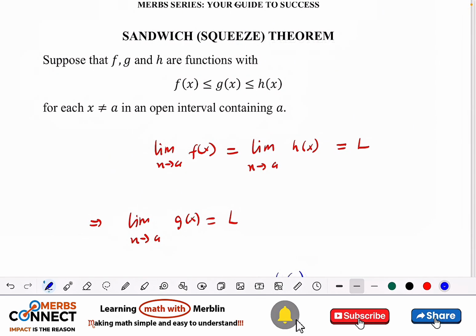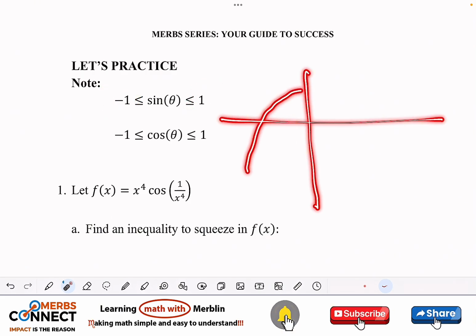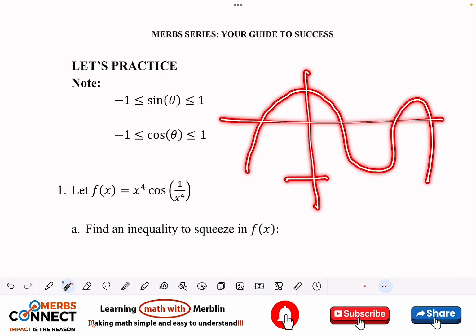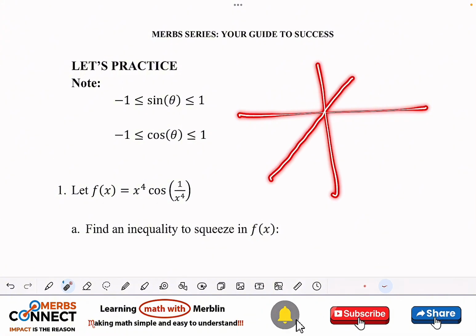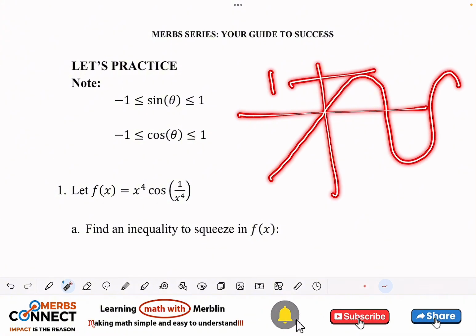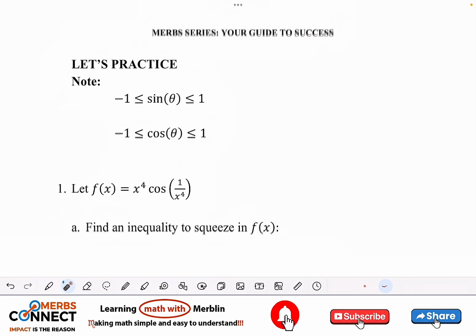Now let's take examples to master what we are trying to say. With the squeeze theorem, one thing that we need to know is that the trig functions sine and cosine are bounded by -1 and 1. When you look at the graph of sine, it is basically something like this, bounded by -1 and bounded by 1. And when you look at cosine, it is also something like this, bounded by 1 and -1. So that is the idea. We use this to work with the squeeze theorem.